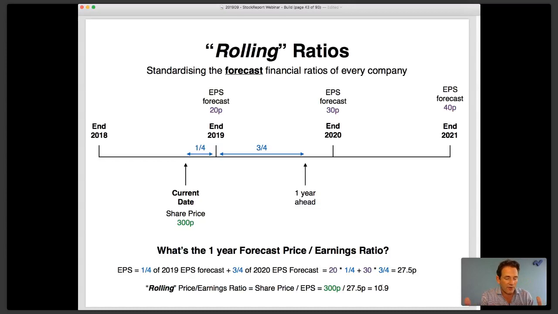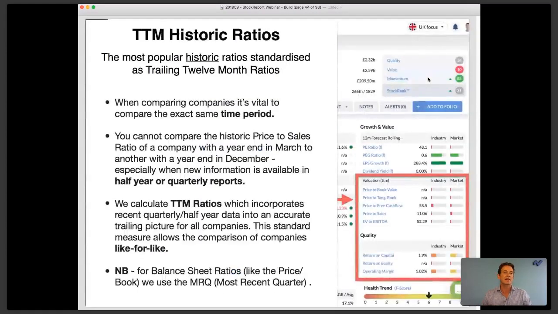So when you're looking at our price earnings ratios or our forecast growth rates, this is what we're doing behind the scenes, as long as there's broker estimates. It doesn't matter when a company is reporting, as long as it's got the next 2 years forecasts, they're all compared like for like. And that's very, very powerful. And it does lead to better results for investors.